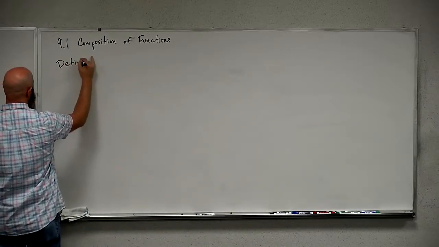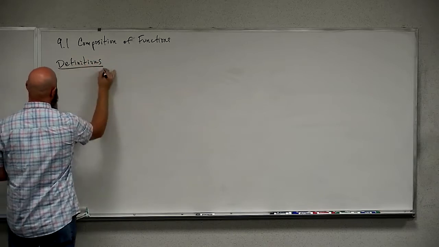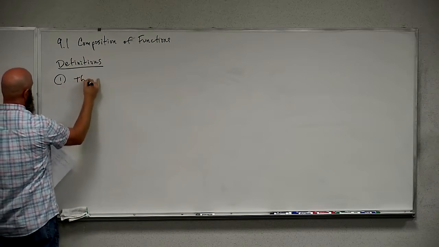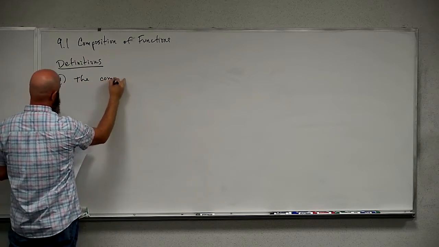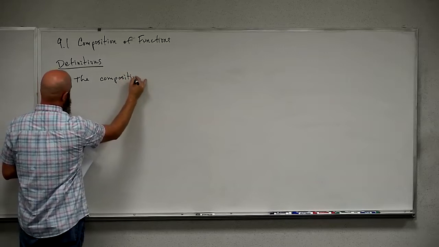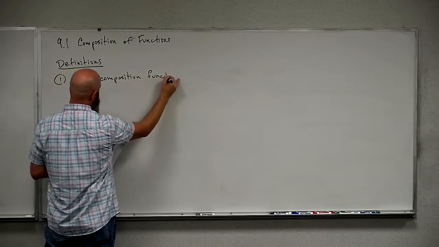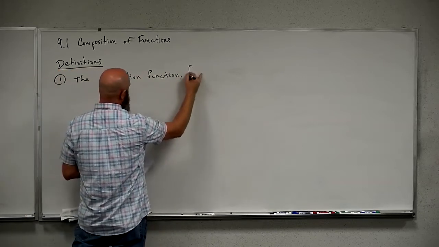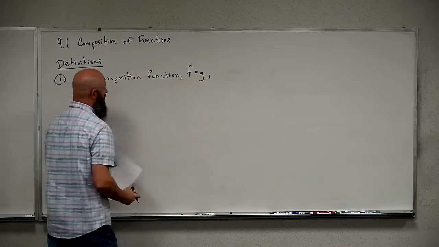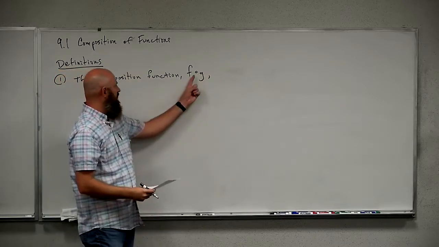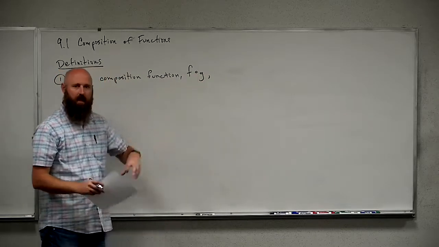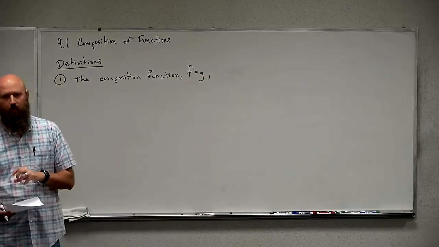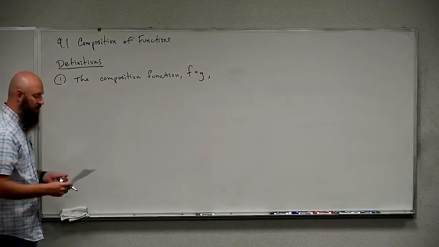Some definitions. So our first one, actually our only one, the composition function. Put this next to it, f of g. So when I write that there, you'll notice this is a little o here. It's not an actual letter O. It's a symbol. It's a smaller open circle there between those.